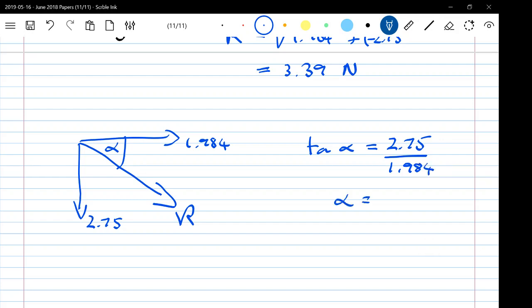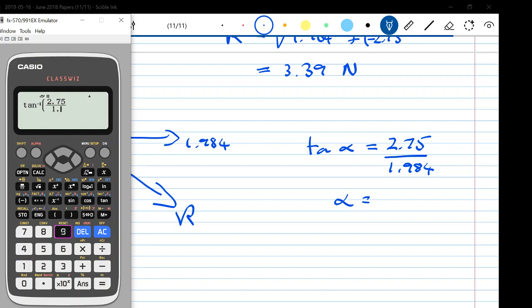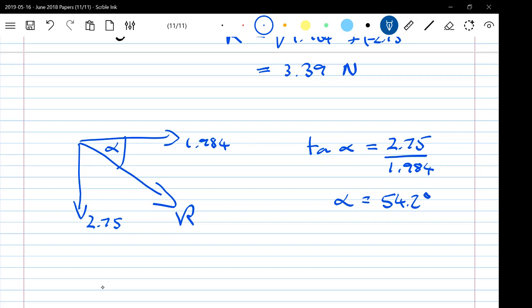So alpha is the inverse tan of 2.75 over 1.984, which gives me an angle of 54.2 degrees. So it is 54.2 degrees below the horizontal.